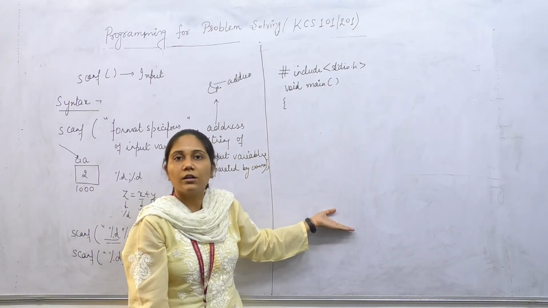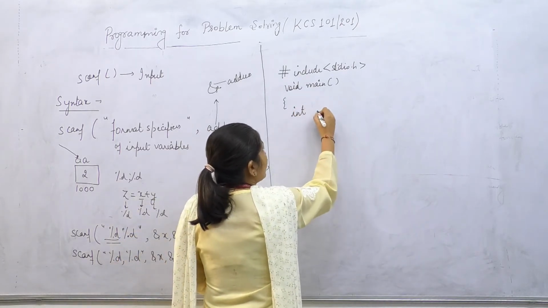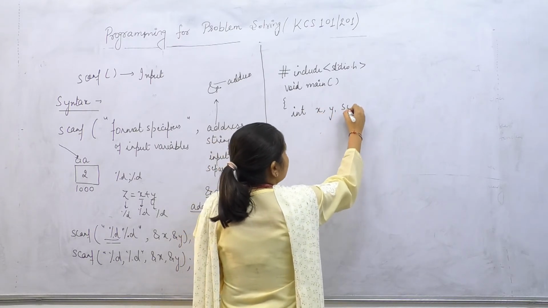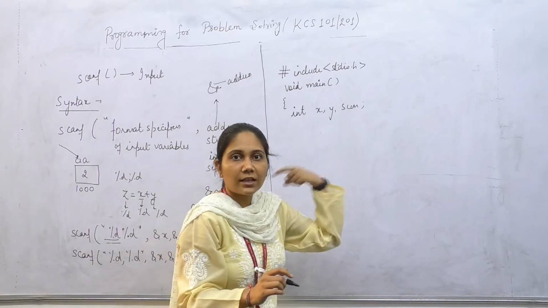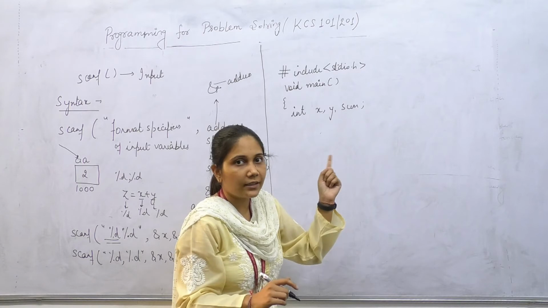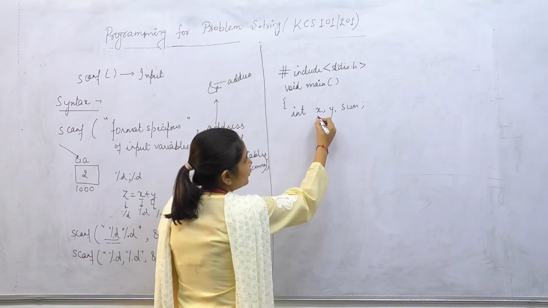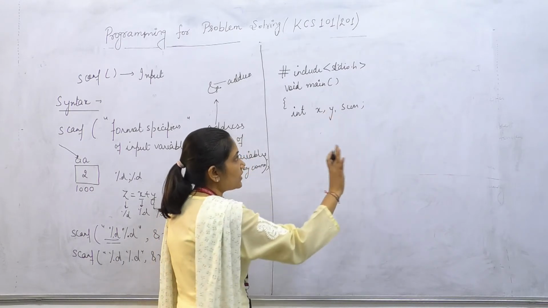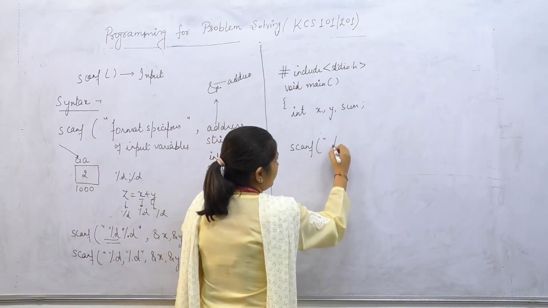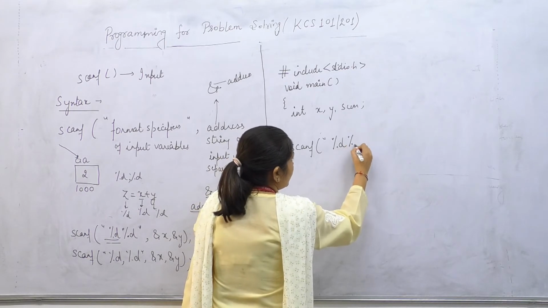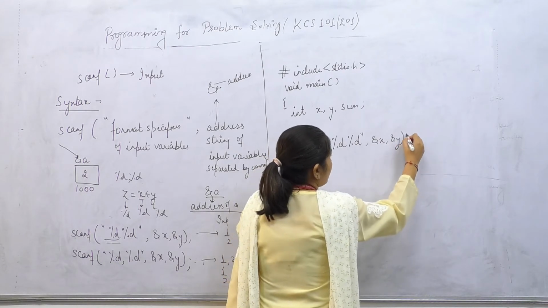Okay, so now see, I am writing x, y, and for sum I am taking the variable sum. I can take it, right? You know the variable naming convention, we have studied it in the previous lecture. Now I am taking input, I am considering x and y as the input variables. So how am I writing it? Scanf %d, comma, %x, %y. This is the input part.